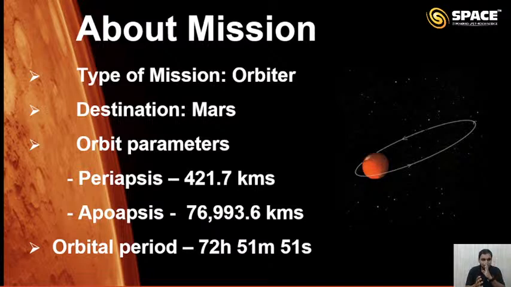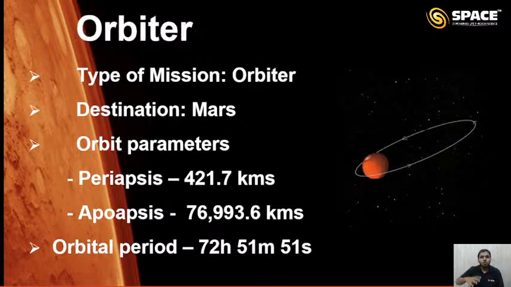So there are 2 points. One is periapsis, which means how close the mission will get. Let's say this hand is Mars. If MOM is taking this orbit, the closest point of the Mars orbiter mission from Mars is 421 kilometers, and the farthest point is 76,993 kilometers. Its orbit is so huge that it takes almost 3 days, 51 minutes and a few seconds, as written here, to complete one round around Mars.